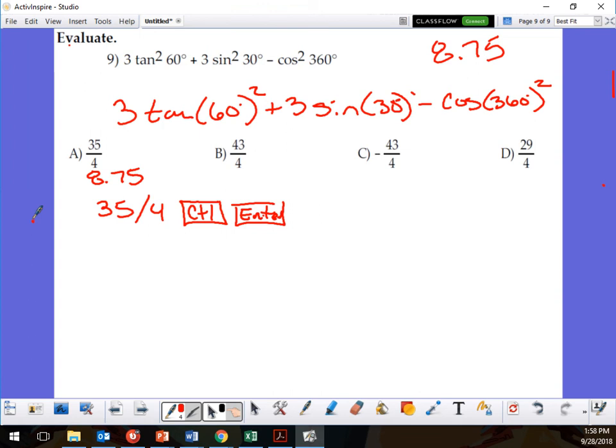So the same thing on this, you would put 43 divided by 4, control enter. That'll give you a decimal for that. What's that? 10.75. This is going to be a negative 10.75. And this is going to be a 7.25. There we go. So that's all you have to do to actually get this. The calculator will do it all for you.